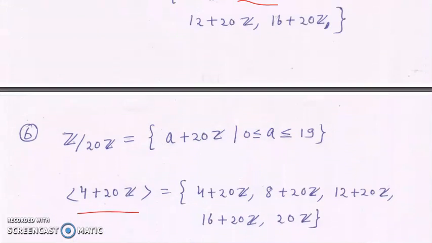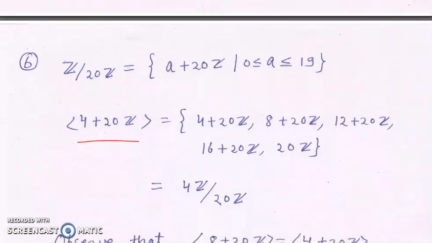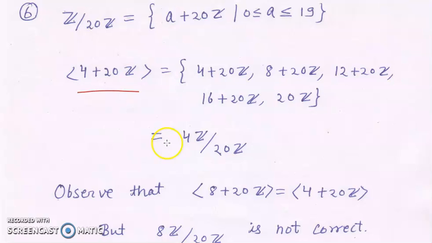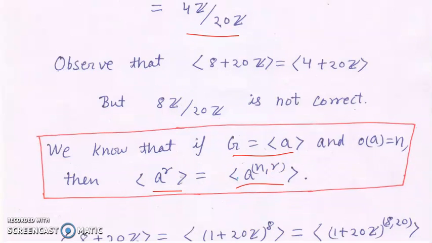But as you can see, it is the same as 4Z upon 20Z. So both are the same. So the subgroup generated by 4 plus 20Z is 4Z upon 20Z. Now one more thing, let us see. Suppose I have a group G, which is a cyclic group of order n, then the subgroup generated by a to the power r is the same as the subgroup generated by a to the power nr. For details, you can see the lectures on cyclic groups.